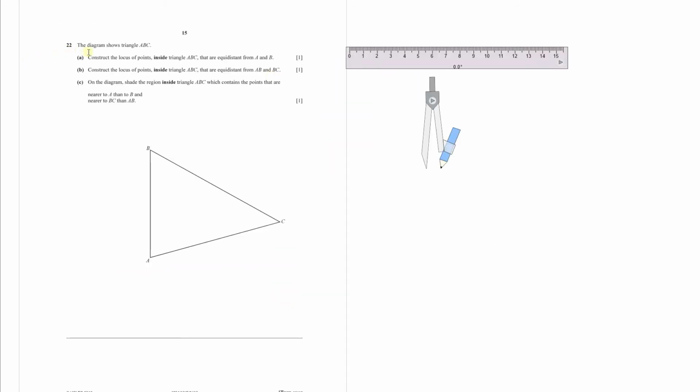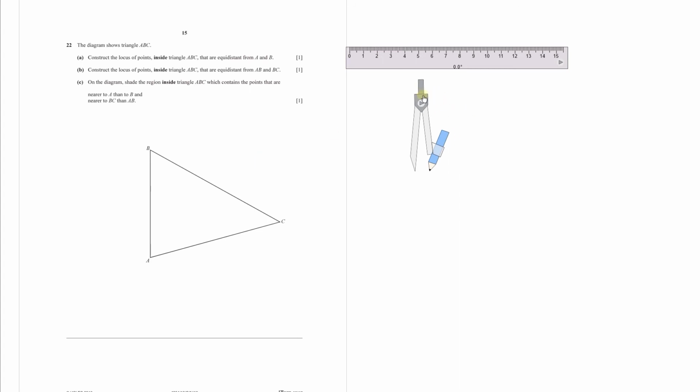So question number 22 is about loci. The diagram shows the triangle ABC. Part A is construct the locus of points inside the triangle ABC that are equidistant from A and B. So that means we have to draw the perpendicular bisector of line AB.